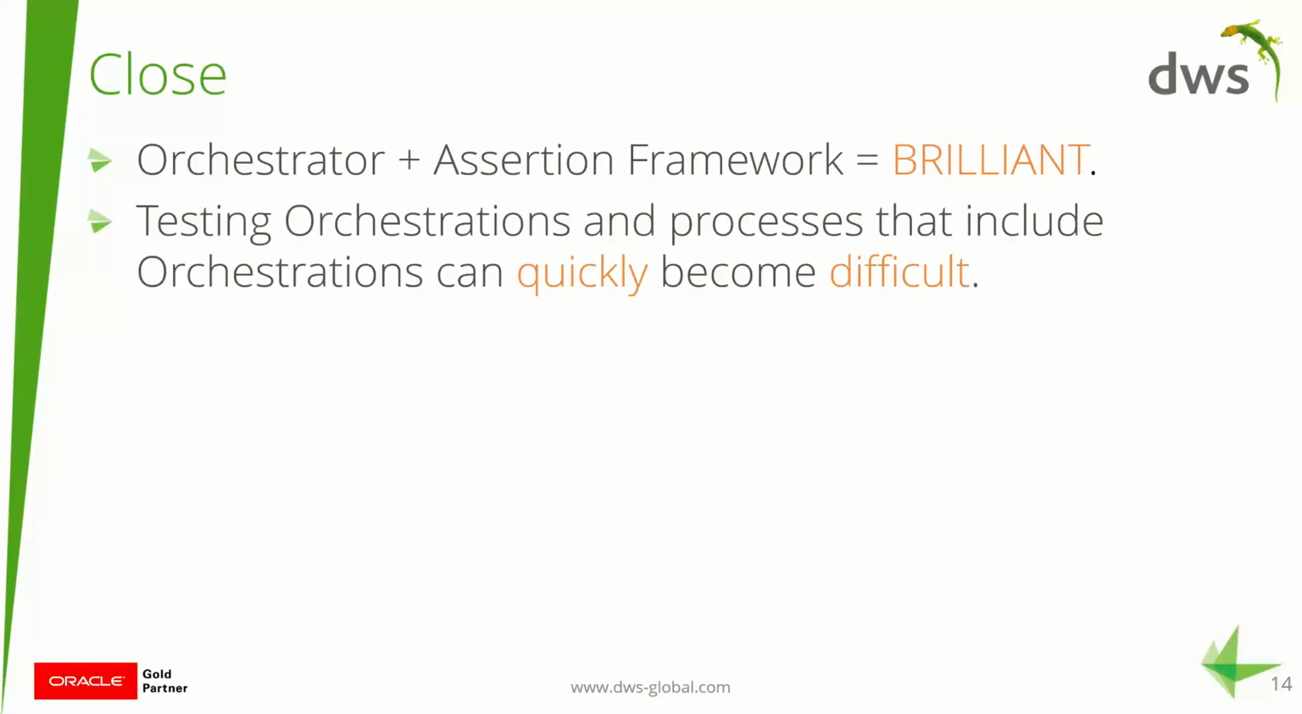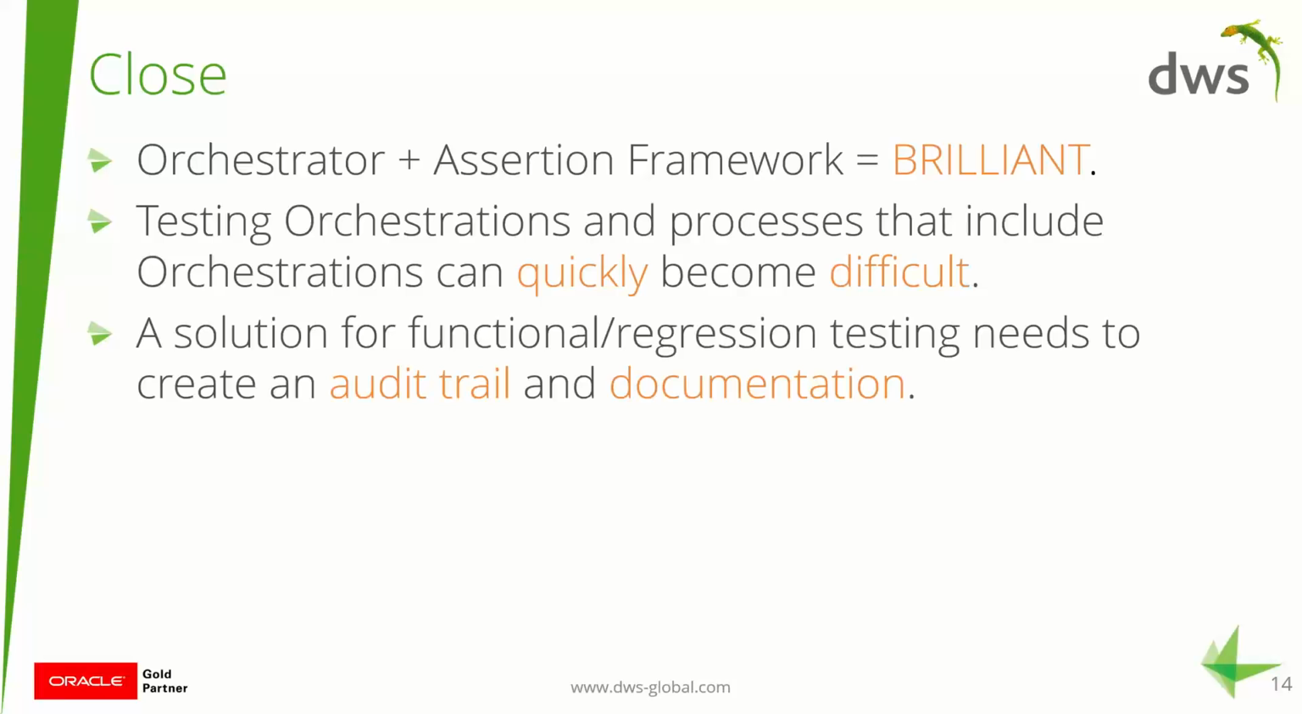The next point is that testing orchestrations and processes that include orchestrations can become pretty difficult pretty quickly. I think we saw that with Dave and what Dave was doing. It's not impossible, but you want to really think about what it is you're trying to achieve and what the best tools are to do the job. And arguably, if you want to do functional regression type testing, you should look at a functional regression type testing tool like Swift Test that's very business analyst and super user friendly and has a lot of power and capability.